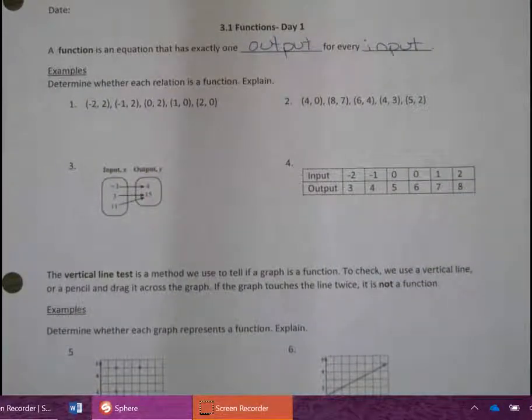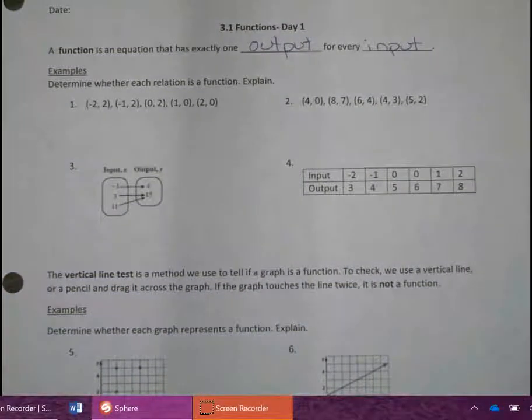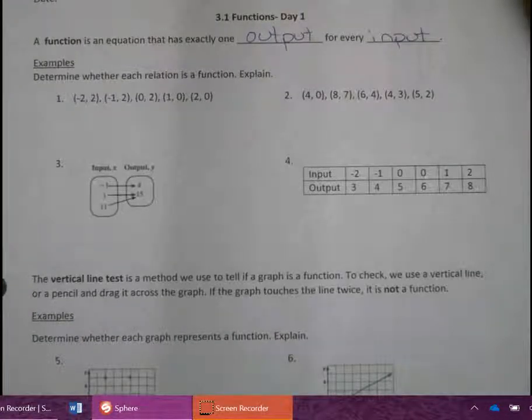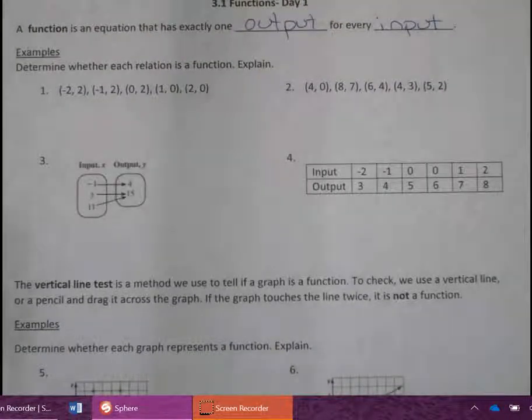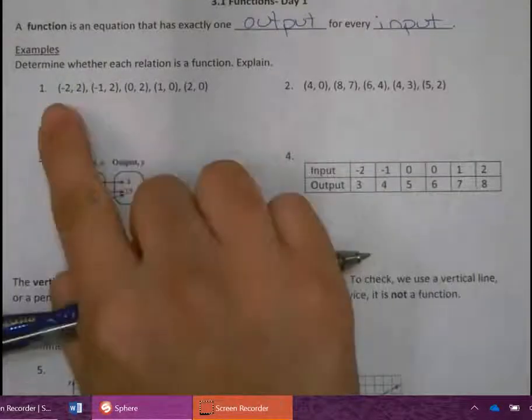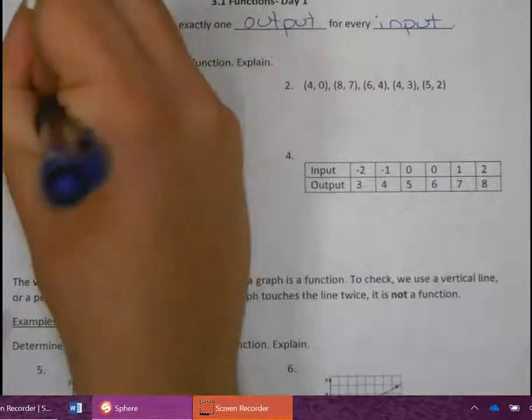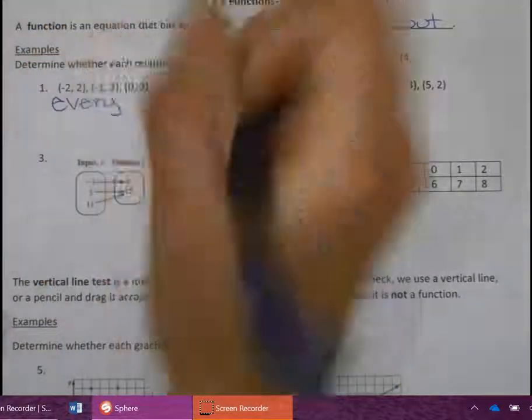So if I take a look, give me some time to write. You need me to zoom in? Okay, so if I take a look at this, my inputs are x and my outputs are y. Are any of my x values repeated? No, so I have completely different x values, so every x value has one y value.